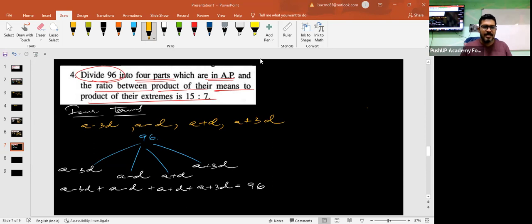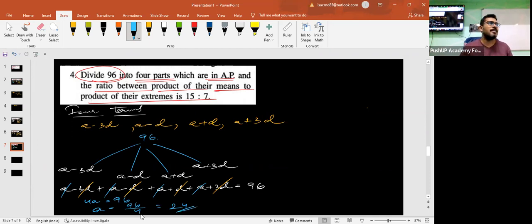So when I cancel it, minus 3d minus d is minus 4d. D plus 3d is plus 4d. So obviously minus 4d and plus 4d will get cancelled. And what is left here? A plus A plus A plus A, which is equal to 4a. And that is equal to 96. So A will be equal to 96 by 4, and that is equal to 24. So easily you got the value of A. But if you hadn't focused on the first part of the sentence, gone. You will be just focusing on the remaining part, the ratio part.